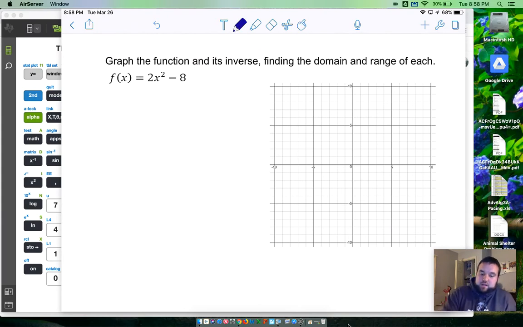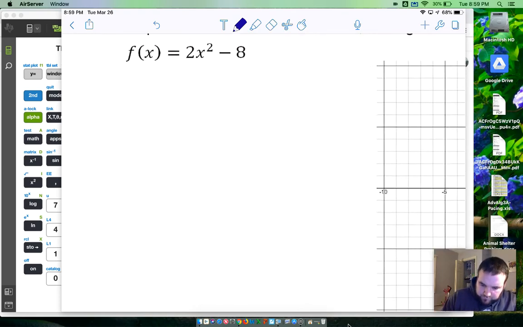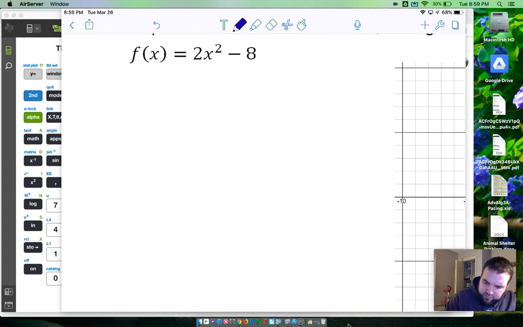Okay, the last thing was 6.7, which is our most recent section. Graph the function and its inverse, including the domain and range of each. Well, let's start with the domain and range of this function. Hopefully I recognize that it's a parabola because it's got x squared in it, and that's the largest exponent. So my domain here is going to be all real numbers. Anytime I have a parabola, that's my domain.